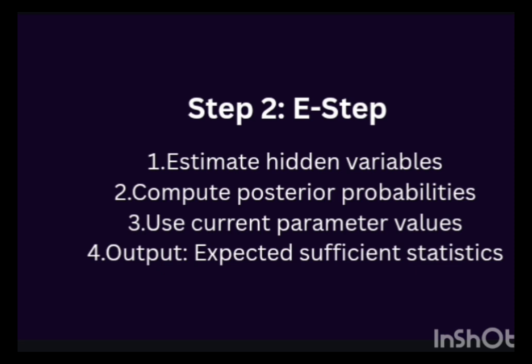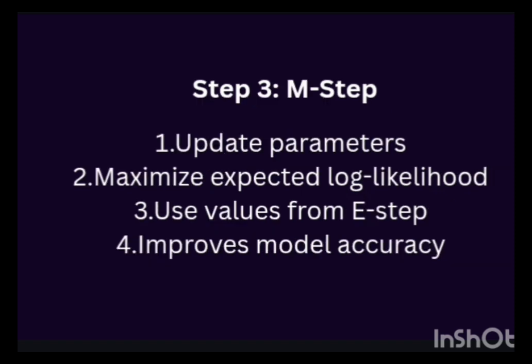M step. In the maximization step, the parameters of the model are updated using the values obtained from the E step. The goal here is to maximize the expected log likelihood of the data. This step improves the accuracy of the model with each iteration.